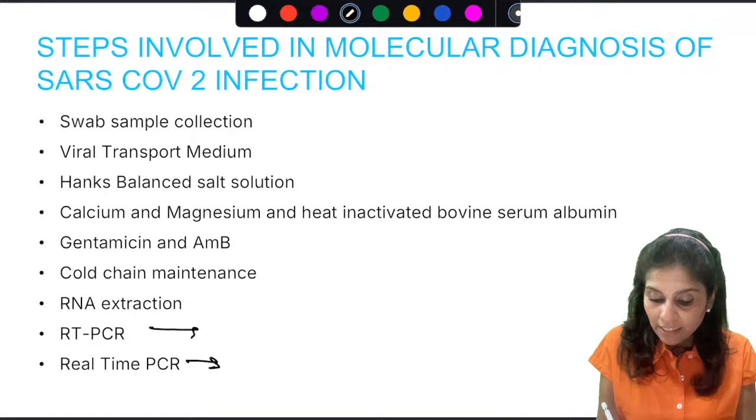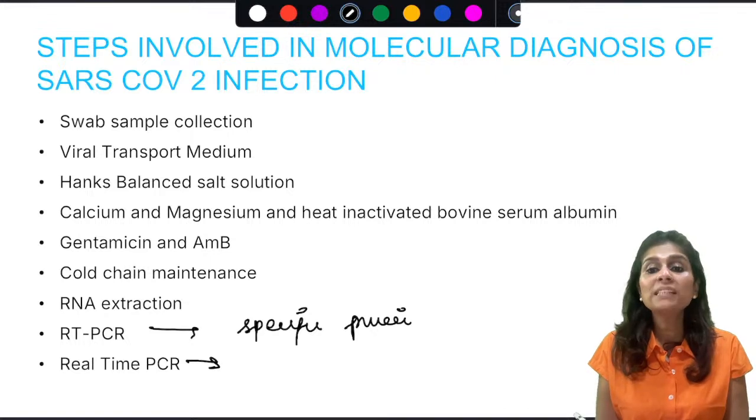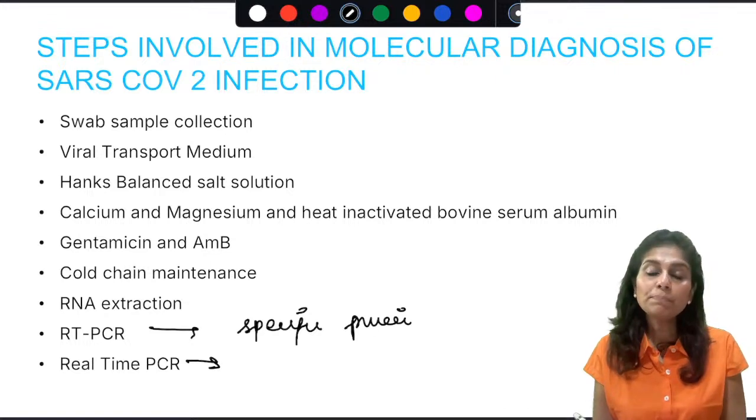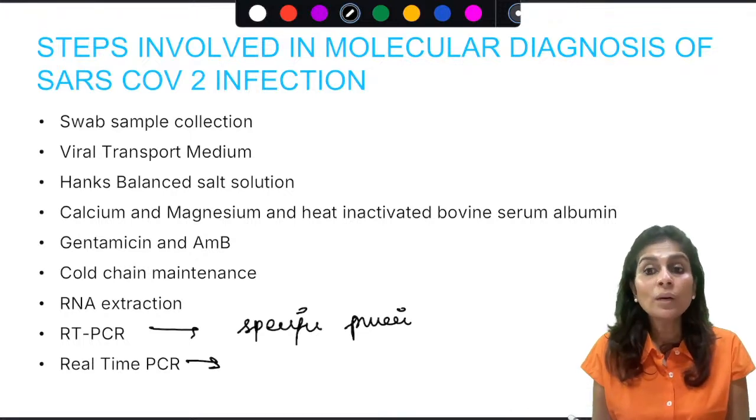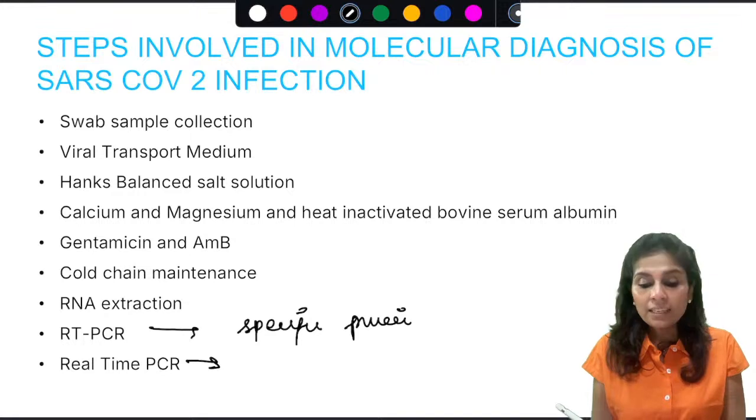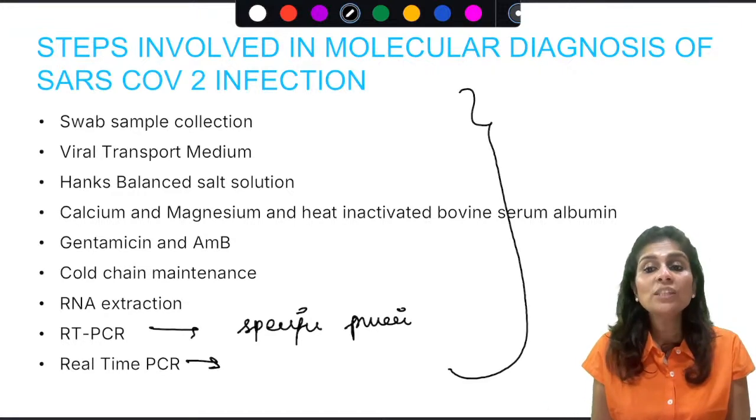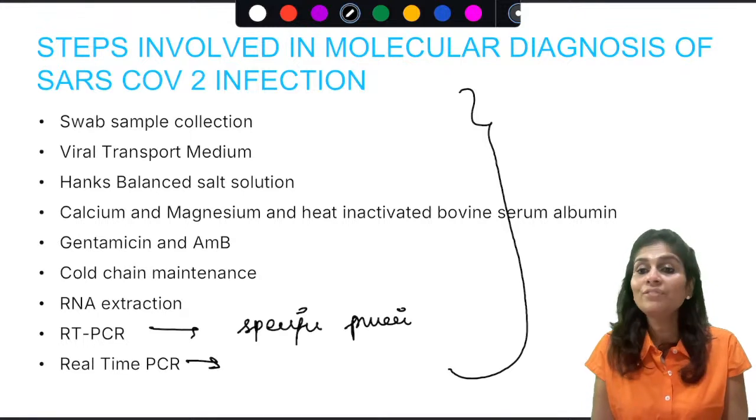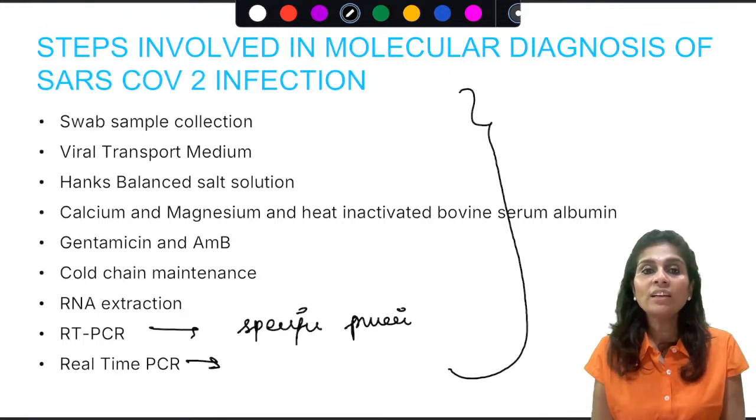Both in reverse transcriptase PCR and in real-time PCR, I use specific primers. In real-time PCR, I use specific primers and probes. They are complementary only to sequences of SARS-CoV-2 nucleic acid. And that is why we call this molecular diagnostics the most specific and the most sensitive technique. Do you all understand this? So this is about the steps involved in molecular diagnosis of SARS-CoV-2 infection.